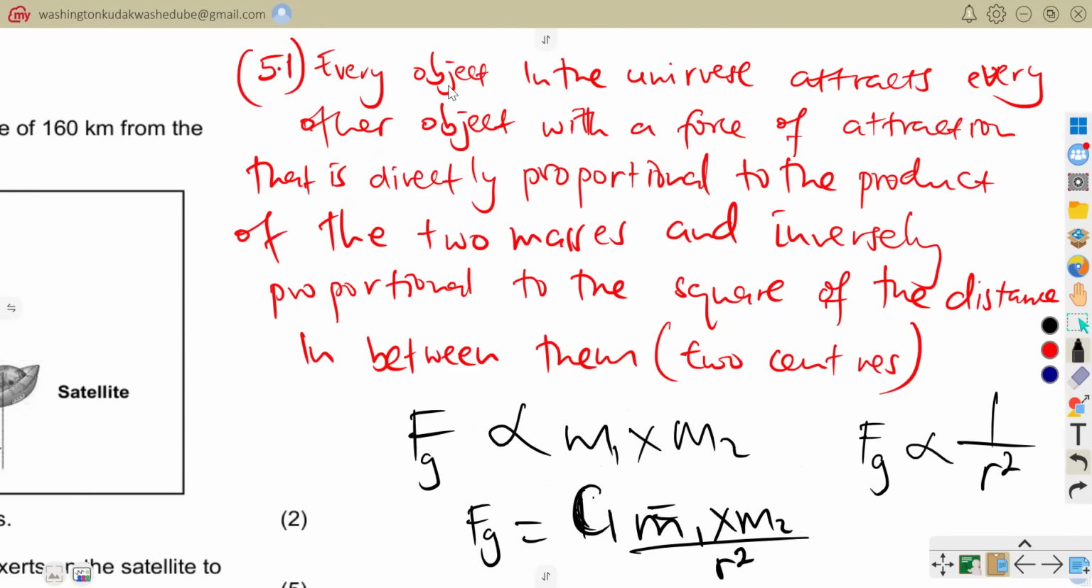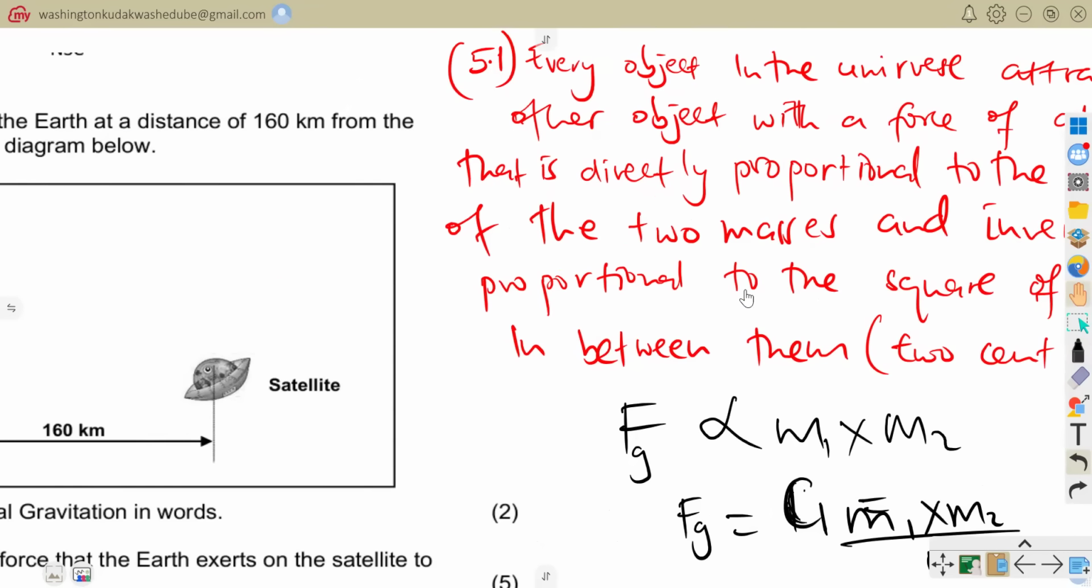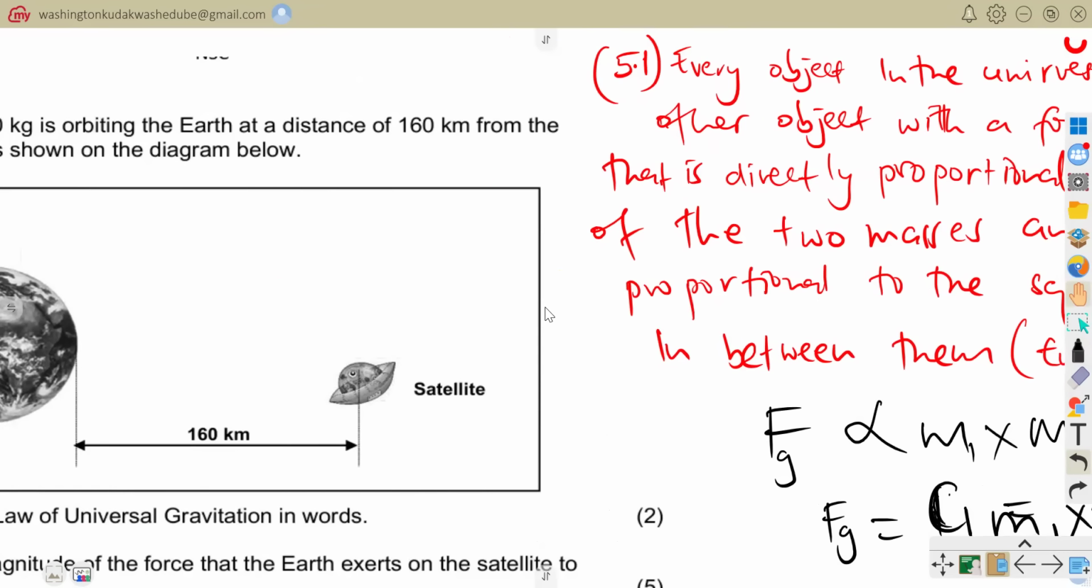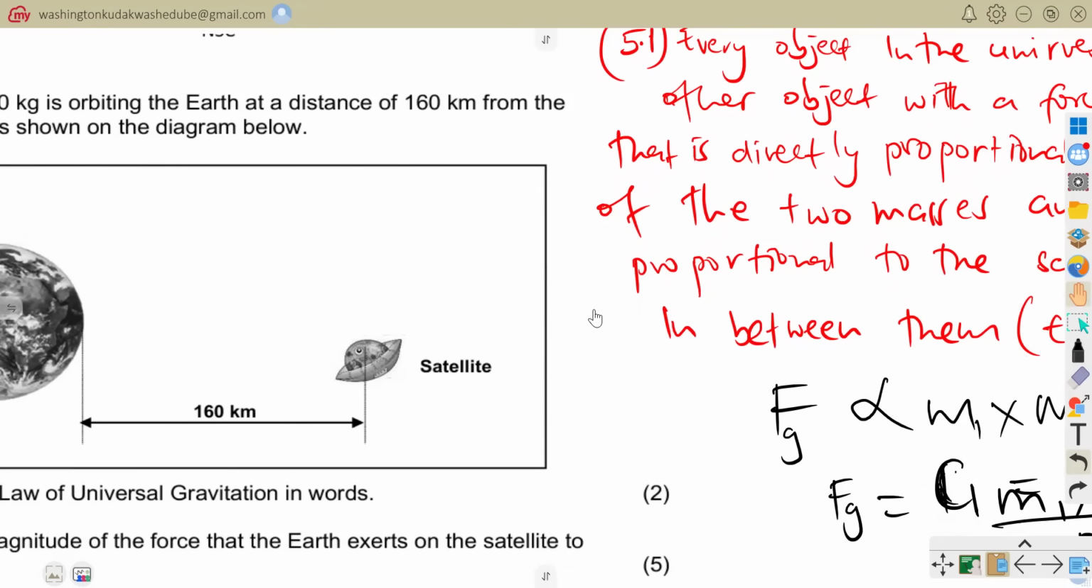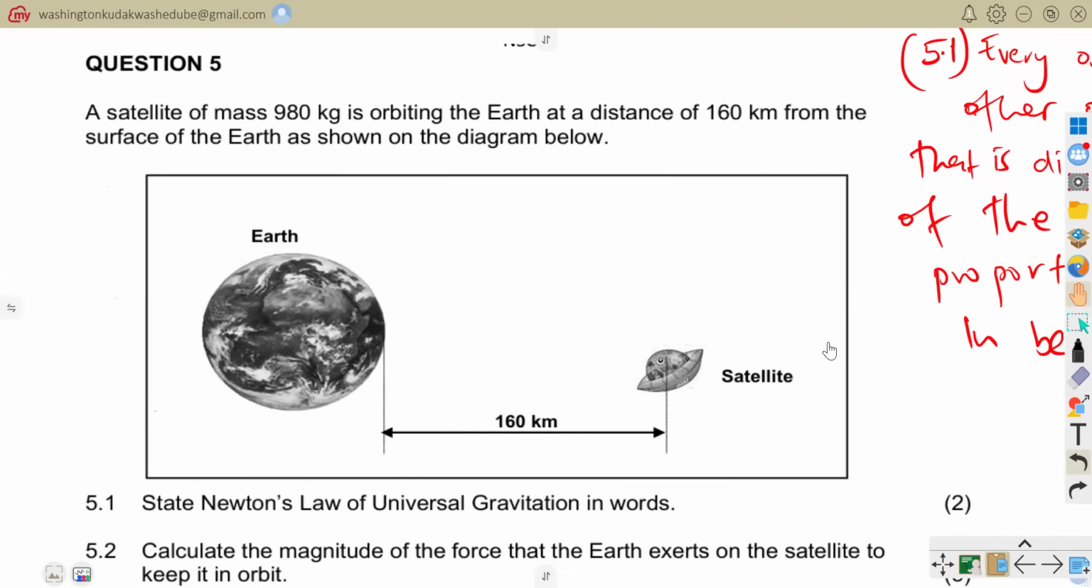To say that every object in the universe attracts every other object with a force of attraction that is directly proportional to the product of the two masses, and inversely proportional to the square of the distance in between them. This is the distance between their centers. So now let's see what they want us to use that law for, because the law that they want you to state on top usually becomes a hint of what they want you to do below.